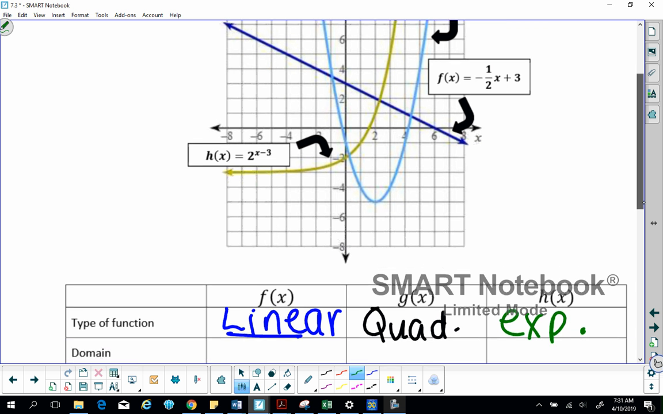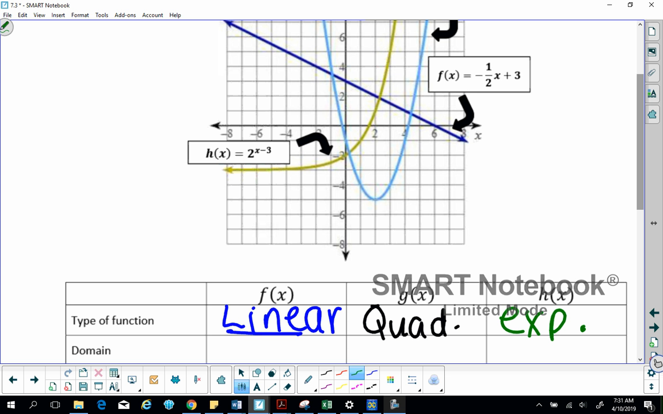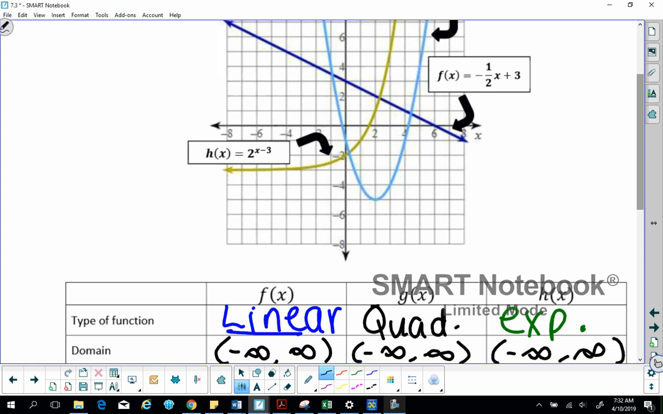Awesome. Next, domain. Domain means side to side, right? Their arrows are all going from one direction to the other direction. What are all their domains going to be? Negative infinity to what? Beautiful. So all of these will be negative infinity to positive infinity because their arrows are going in both directions. Does that make sense?